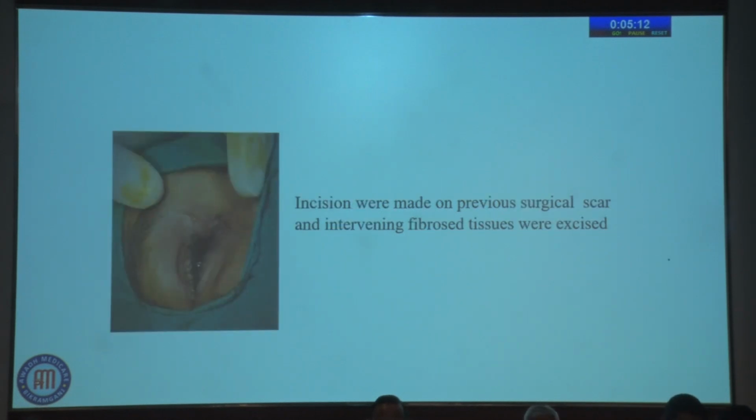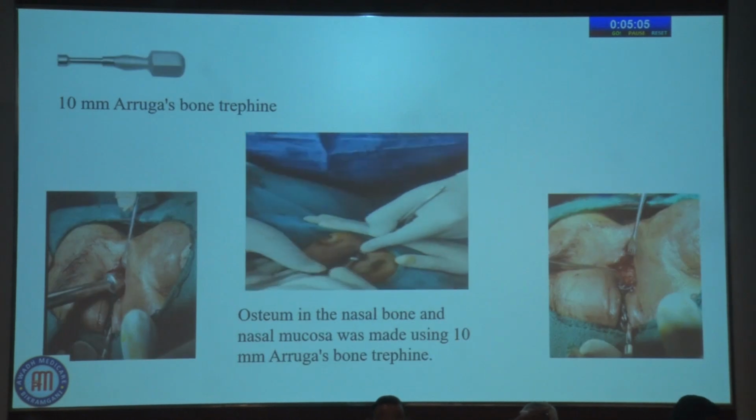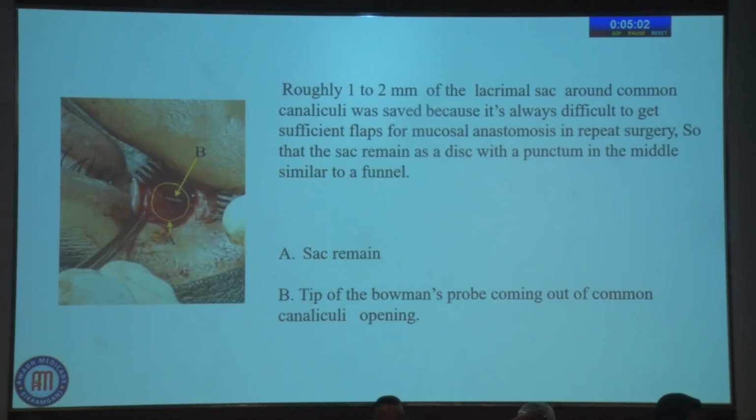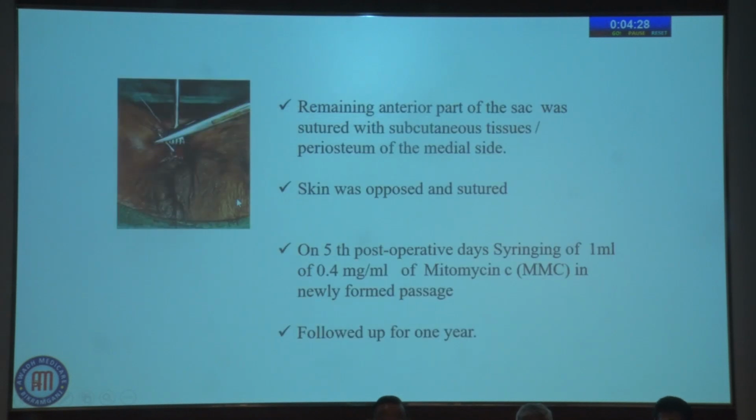The incisions were made on the previous surgical scar, and intervening fibrous tissues were excised, and roughly 1 to 2 mm of the lacrimal sac around the common canaliculi was saved, because it is always difficult to get sufficient flaps for mucosal anastomosis in repeat surgery, so that the sac remains as a disc with the punctum nuts medial, similar to a funnel. Here A is the sac remains, and B is the tip of the Bowman's probe coming out of the common canaliculi, showing a landmark. A 10 mm Arugas bone trephine was used to make an ostium in the nasal bone and nasal mucosa, so that the remaining entire part of the sac was sutured with subcutaneous tissue and periosteum of the medial side.